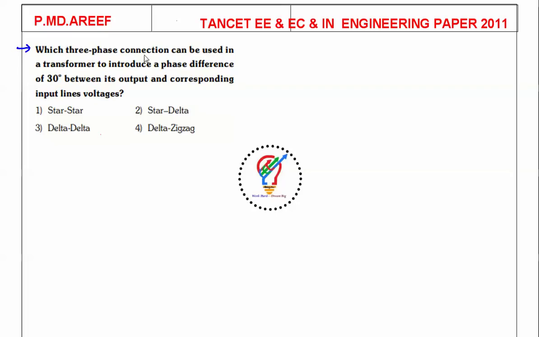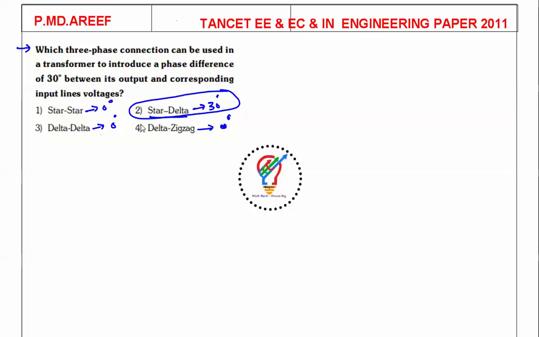Which three-phase connection can be used in a transformer to introduce a phase difference of 30 degrees between its output and corresponding input line voltages? Star to star will give a phase displacement of 0 degrees, delta to delta will give 0 degrees, and delta zigzag also gives 0 degrees. So the right option is the one that gives a displacement of 30 degrees. Only 30 degrees is possible with the help of star to delta connections.